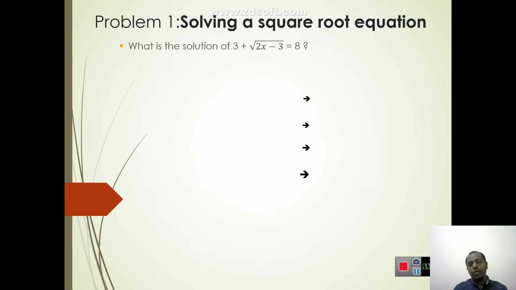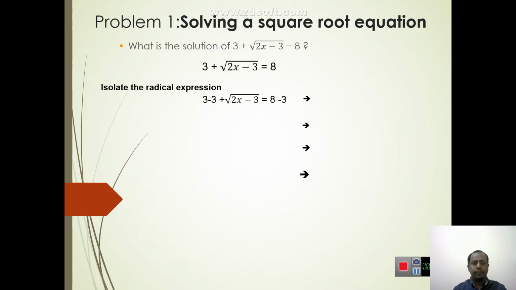Yes, in order to solve this equation, our first step should be to isolate the square root. In order to isolate the square root, I need to remove 3. So to isolate the radical expression, I need to remove 3. 3 is positive. Since it's positive, in order to remove it, I need to subtract 3 from each side. When I subtract, I'll get the square root of 2x minus 3 is equal to 5.